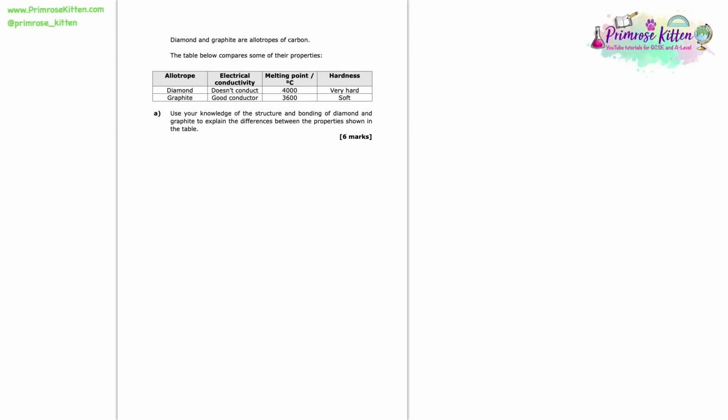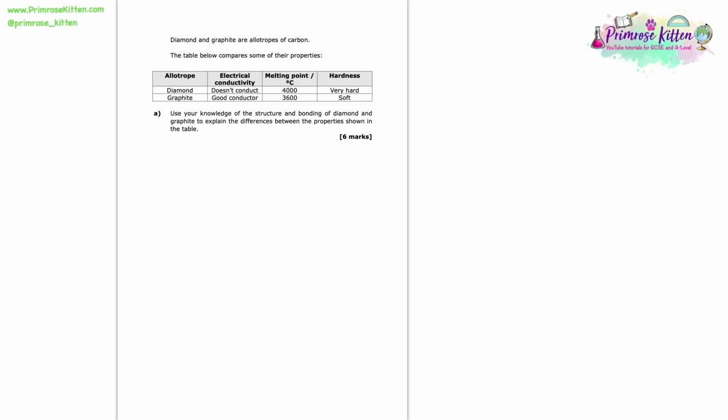So in this question, we're told that diamond and graphite are allotropes of carbon. An allotrope is something which is made of the same atom, but it's just arranged in a different structure to form something slightly different. So here we've got diamond and graphite, both made up exclusively of carbon.